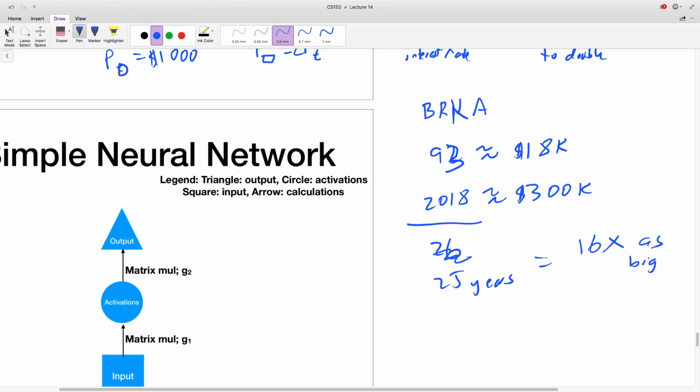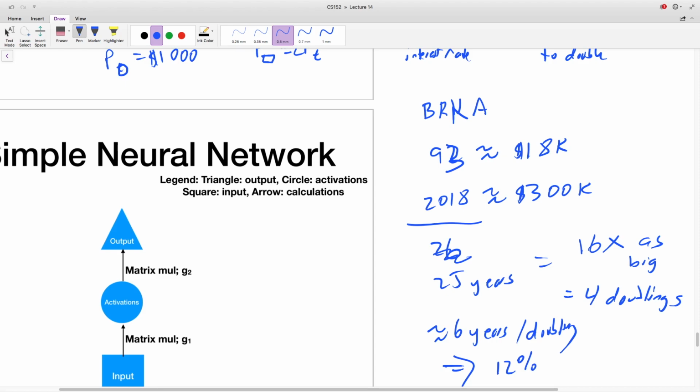How many doublings is 16? 4 doublings. Okay, so each doubling, let's say, took the same amount of time. So about how many years to double? Yeah, approximately 6 years per doubling. That tells us, if it takes 6 years to double, what interest rate? About 12%. So it's compounded about 12% for the last 25 years.